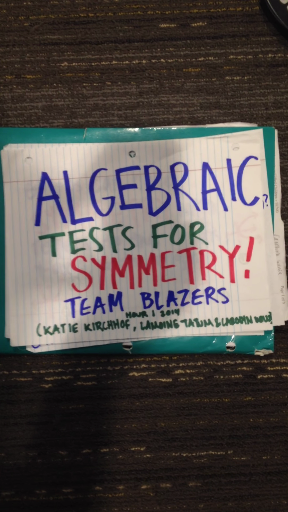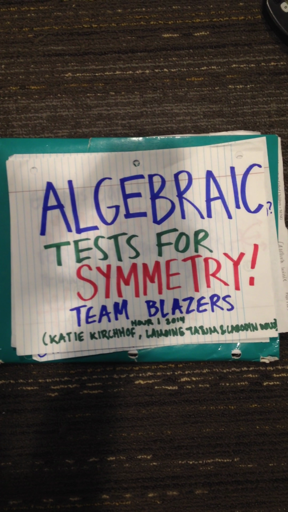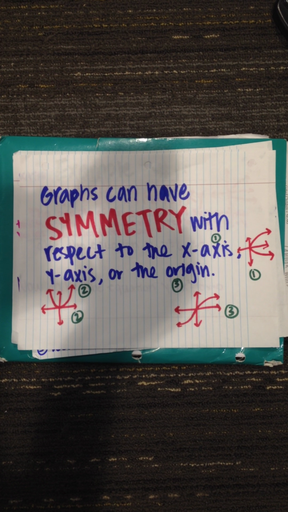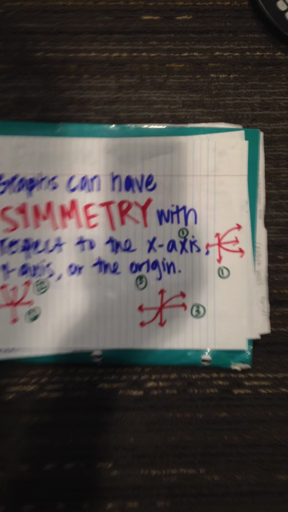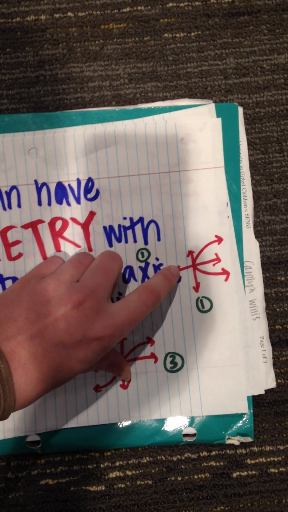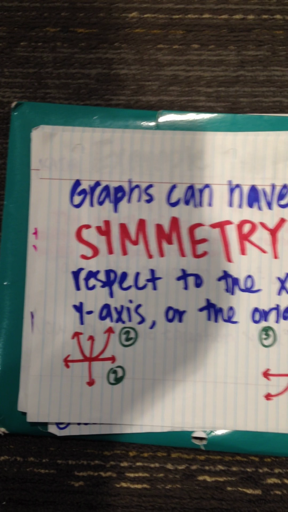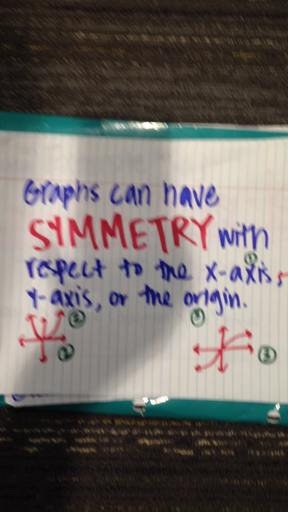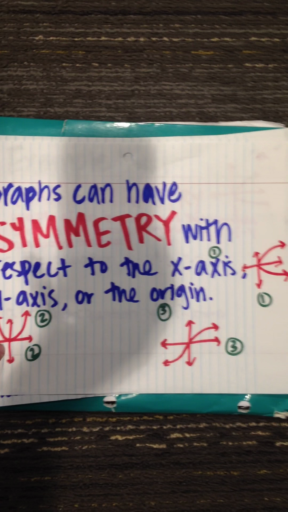Today we will be explaining how to do algebraic tests for symmetry. So graphs can have symmetry with respect to the x-axis, which is this graph right here, because if you flipped it over the x-axis, these would be overlapping. They can have symmetry with respect to the y-axis, which is number 2 here, or to the origin.